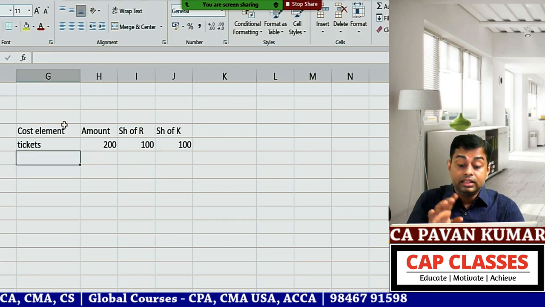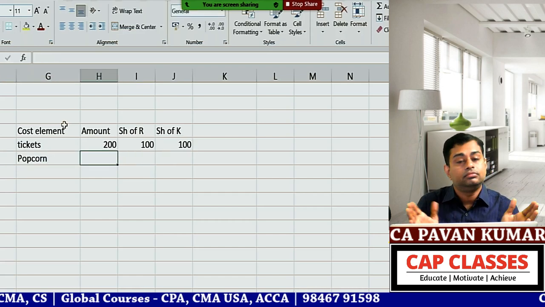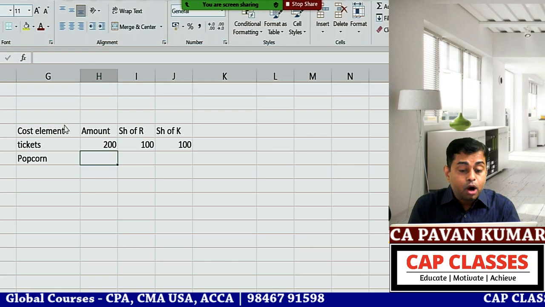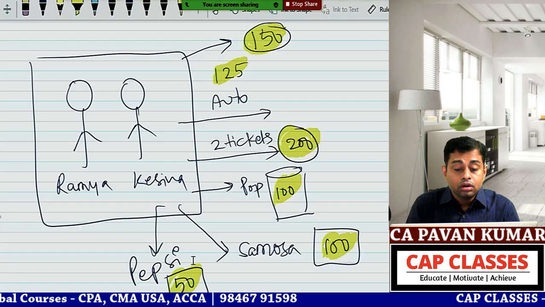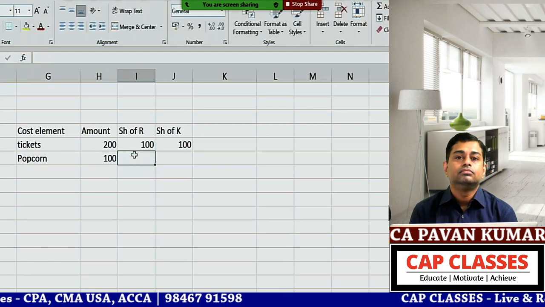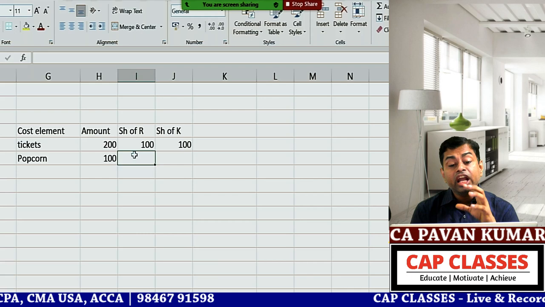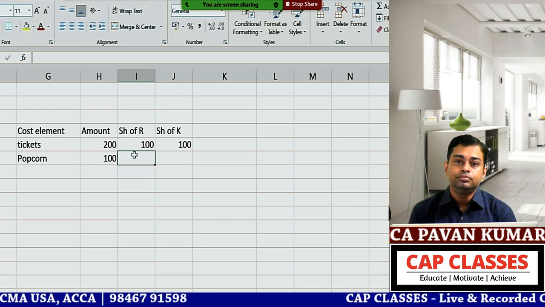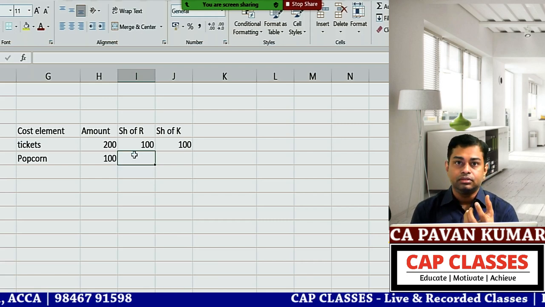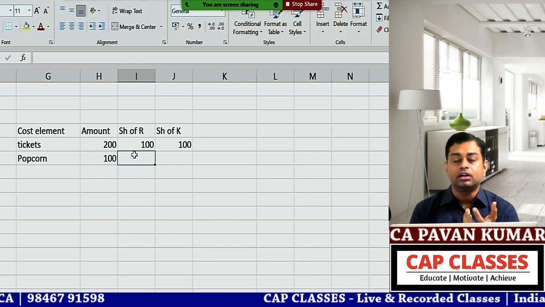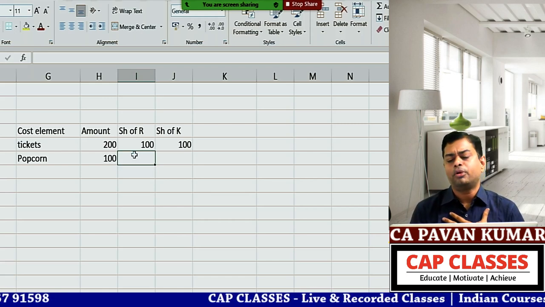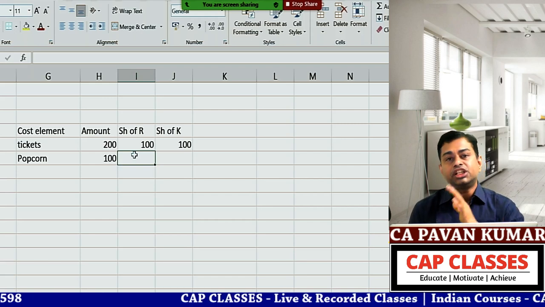Easy. Then popcorn. So this popcorn 100 rupees is there, no? Popcorn 100 rupees. How can you apportion that between these two? Pavan sir, 50 rupees, 50 rupees. Maybe that is averaging. That is not based on the consumption. So you'll have the basis. Pavan sir, no problem. We are friends, no? We'll share 50-50.